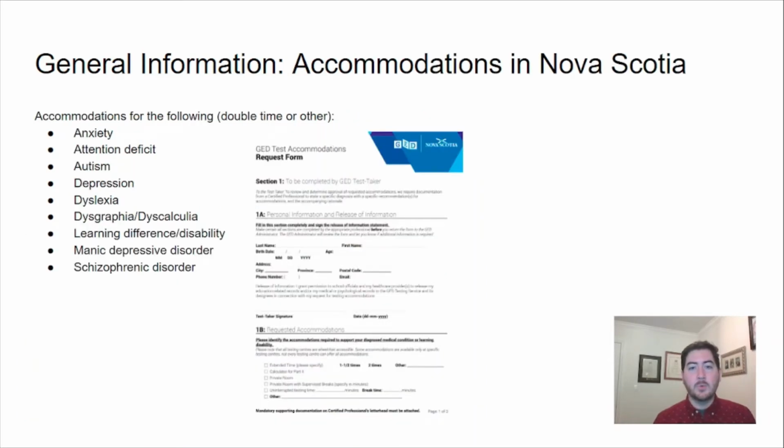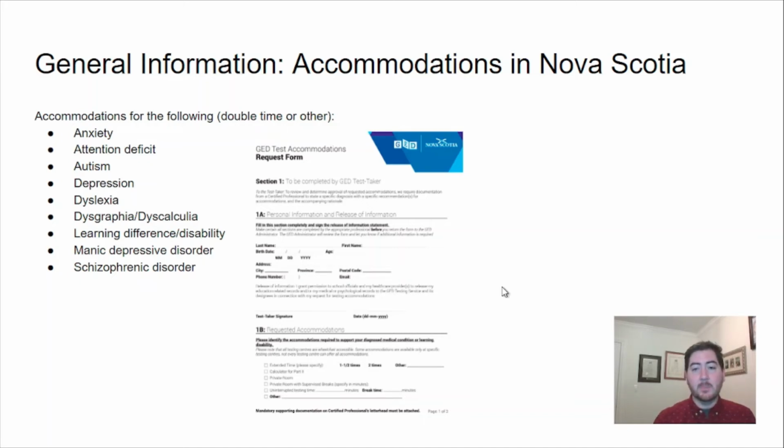Okay, when it comes to accommodations, if you have any learning differences or disabilities, any of the stuff that I have listed here or anything else that you think you might be able to get an accommodation for the test, you should go and do that. Get your doctor to write up what your condition or disability or difference is, that you require extra time for your test, and then fill out this form, which of course I'm going to put in the description so you have a copy of it.